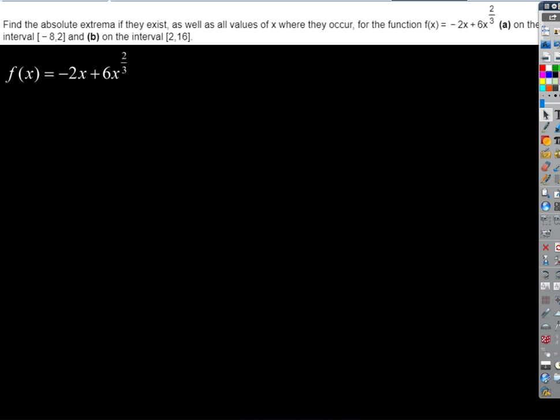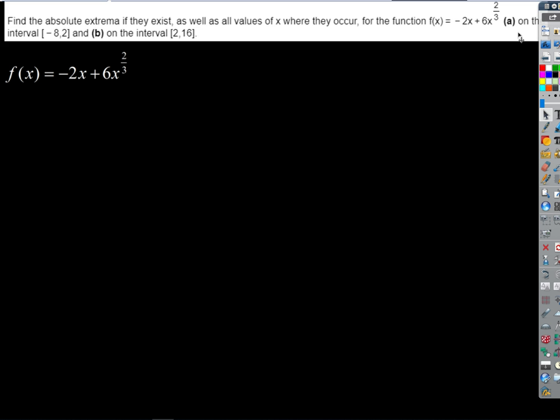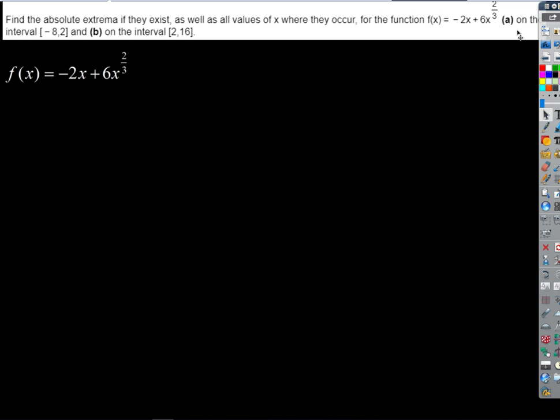So what about something like this? There's one with a logarithm in there, and this is sort of similar to that. We're trying to find absolute extrema on 2 different intervals for this function. Let's first take on that interval. But a lot of the math we do is going to work for both problems, right?